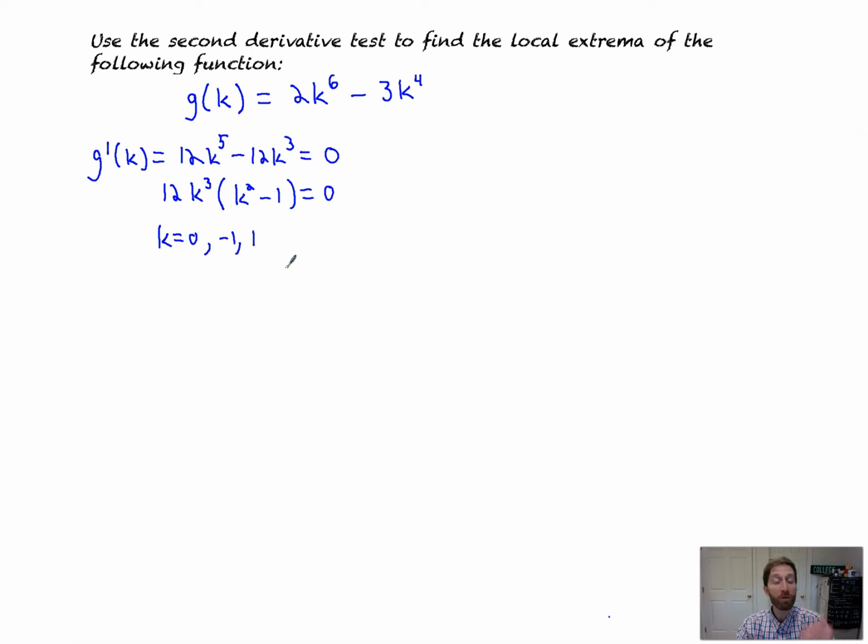Now, I prefer going with your first derivative test here, doing a sign chart of that and just ending it. All right? But the second derivative test goes a little bit further. So we now have these values. Now we take a second derivative.